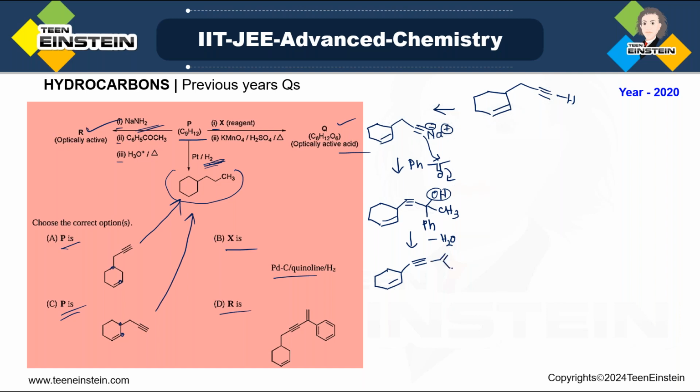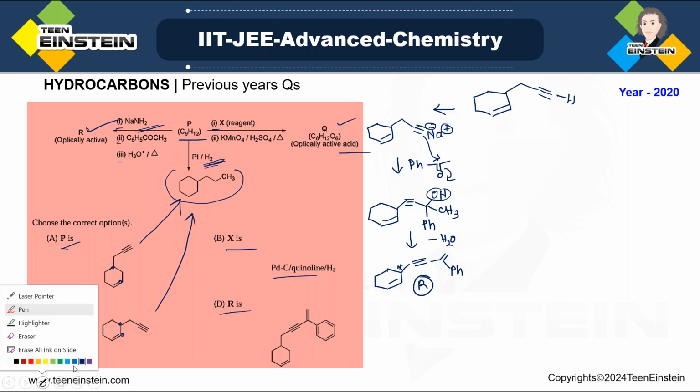So the CC double bond will be generated with H2. Now this structure is saying that it is optically active. Is this optically active? Yes, it is optically active, because if you consider this part, it is actually a chiral center. So we are getting the correct result: optically active.